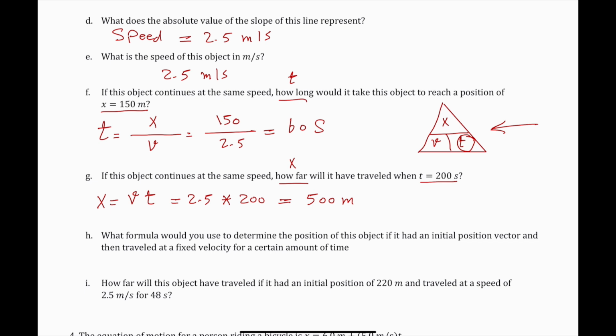H. What formula would you use to determine the position of this object if it had an initial position vector and then traveled at a fixed velocity or a constant velocity for a certain amount of time? So the formula will be x final equals x initial plus vt.